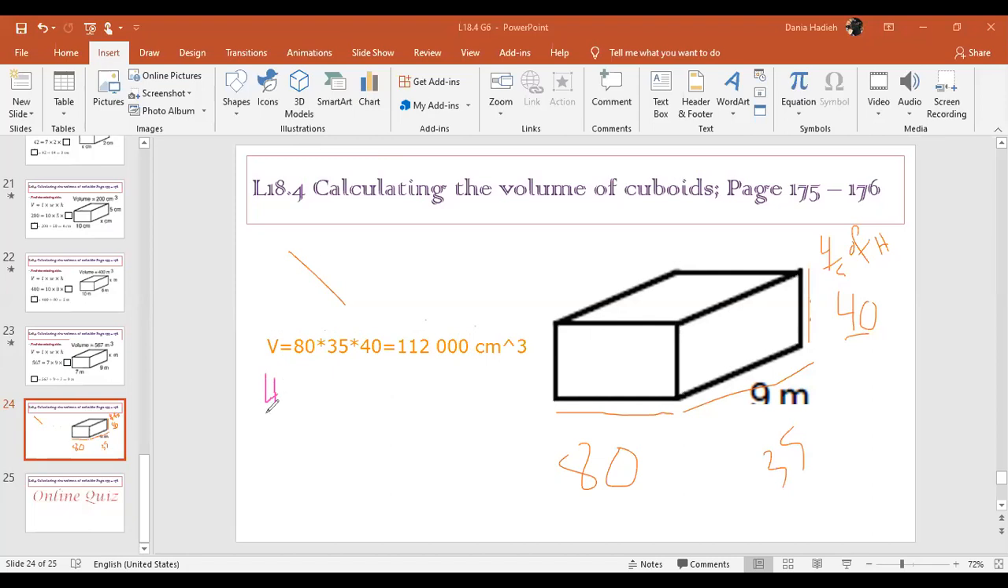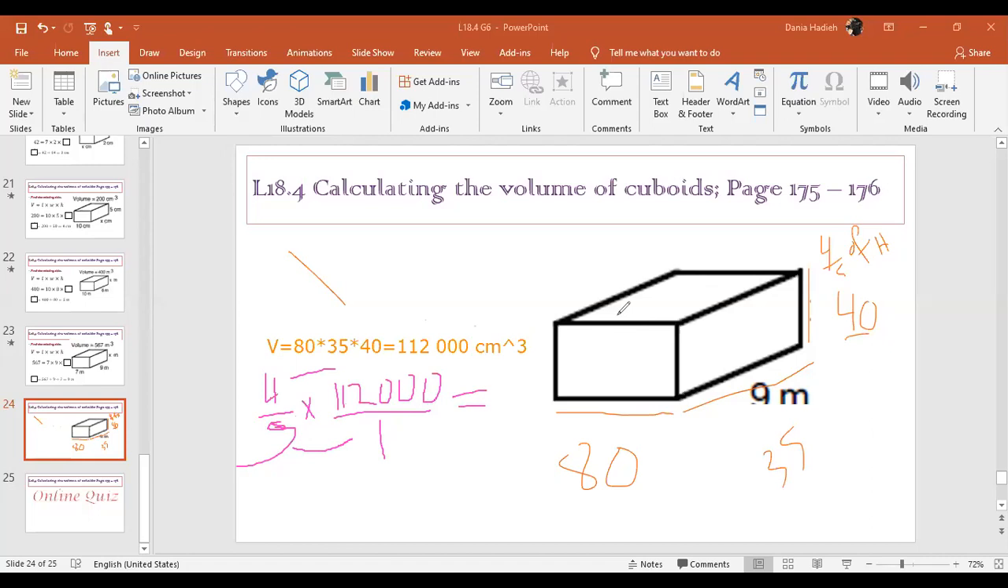4/5, this is 5 times the volume that they give it to me, which is 112,000. And this is over 1. Right now, I'm not going to even bother myself with the cancelling. I will multiply numerator by numerator, denominator times denominator.